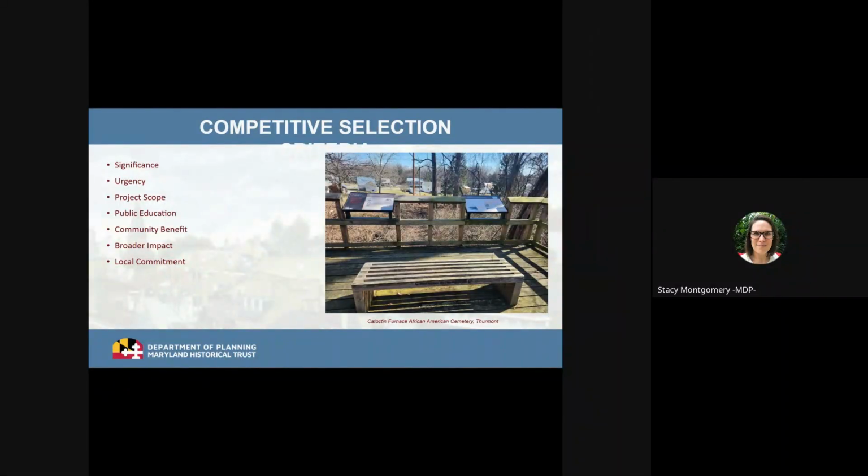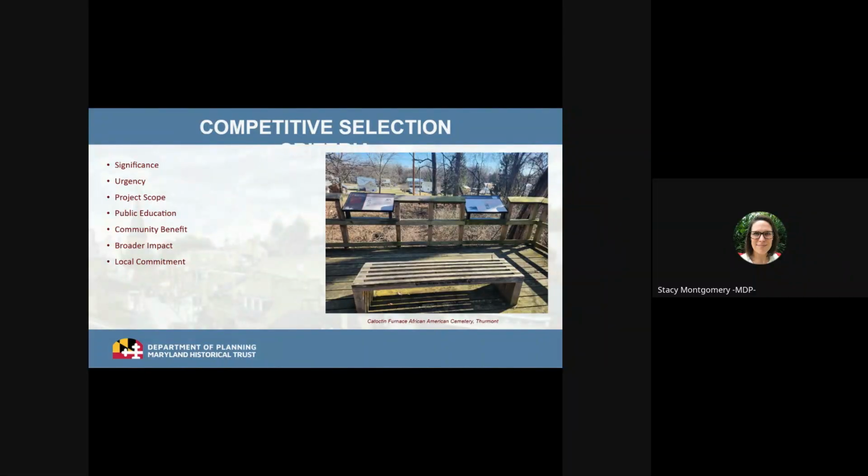As I've already discussed, the capital programs are highly competitive. Grant awardees are selected based on how well their project meets the program's scoring criteria. The scoring criteria places the greatest emphasis on the significance of the site, the urgency and the need for the project, and the benefit of the project beyond the individual property owner. So the panel for each application program will also consider how the scope of work will help protect the property.